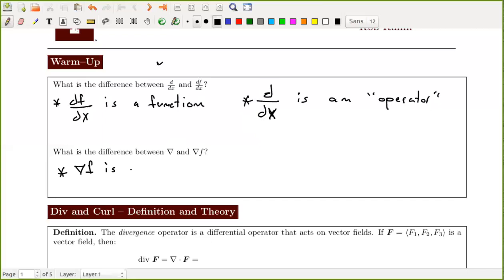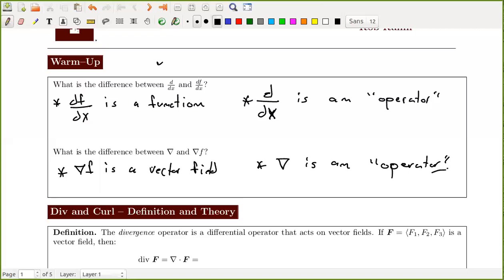The gradient of f is a function, but it's really a vector field. It's a particular type of function called a vector field, and just this gradient symbol, again, is an operator. It's an operator that takes in a scalar valued function and spits out a vector field. So it takes in a scalar valued function on R2 or R3 and then spits out either a two or three dimensional vector field, depending on what the domain of f is.